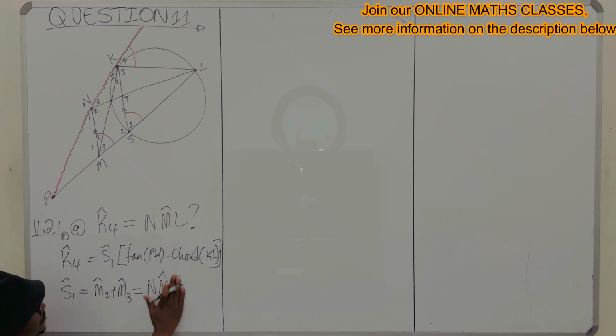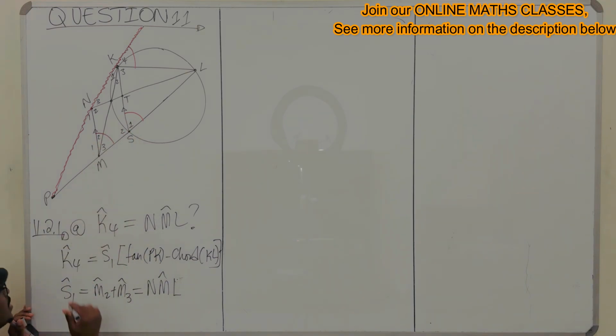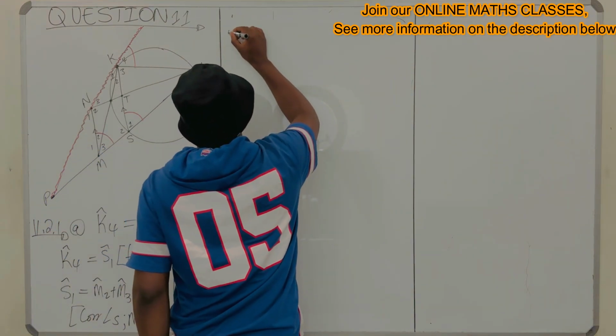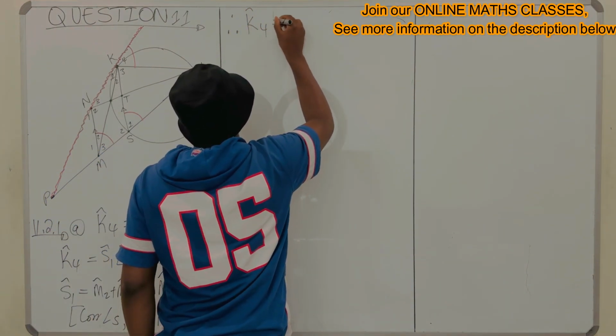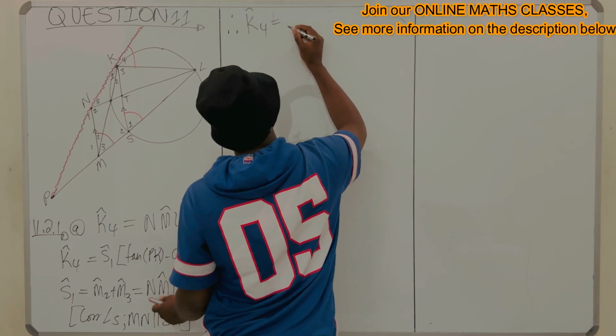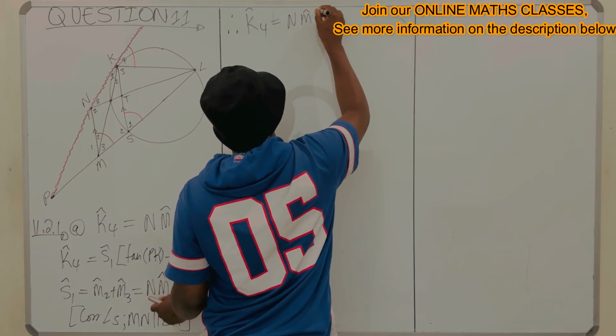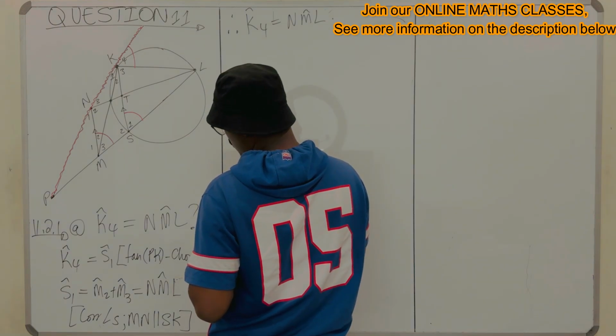What is the reason for this? These two are corresponding angles. So our result will be corresponding angles on parallel lines. Why? Because MN is parallel to SK. So look now, your K4 is equal to angle S1. Your S1 is equal to angle M. Therefore, these two are equal, which is what we wanted to prove in the first place. So therefore, angle K4 is equal to this angle of yours here, which is your angle NML. Done here.